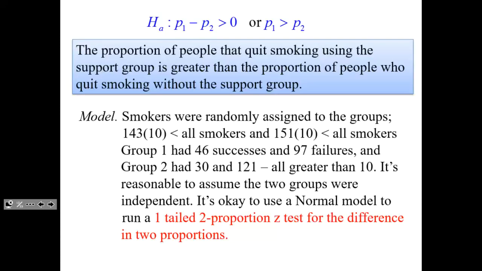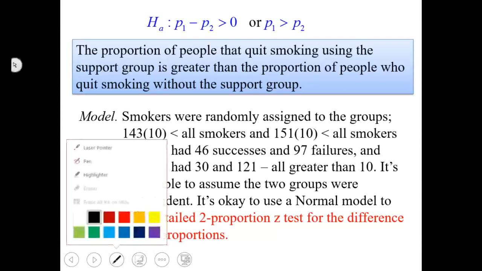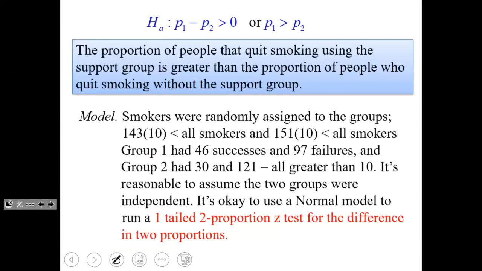It's also reasonable to assume the two groups are independent. I mean, we did assign them independently. They're going to each group. The groups shouldn't really be affecting each other. So I can use a normal model, and I'm going to run a one-tailed test because I did greater than. If I had done not equal, then I'd need that two-tailed test. I did greater than. It's just a one-tailed test. So it's a one-tail, two-proportion z-test for the difference in the two proportions.